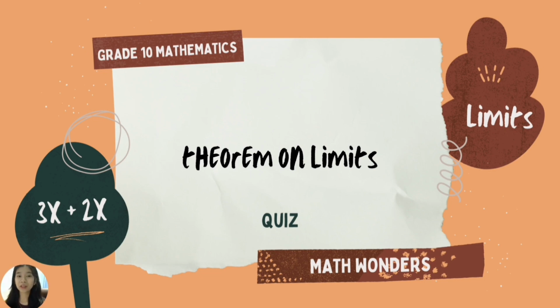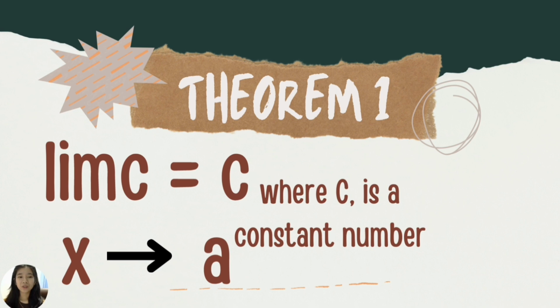For today, we are going to tackle theorems on limits for grade 10 mathematics, starting with theorem number 1. Theorem number 1 states that the limit of c as x approaches a is equal to c, where c is a constant number. For you to understand it better, I have here some examples.